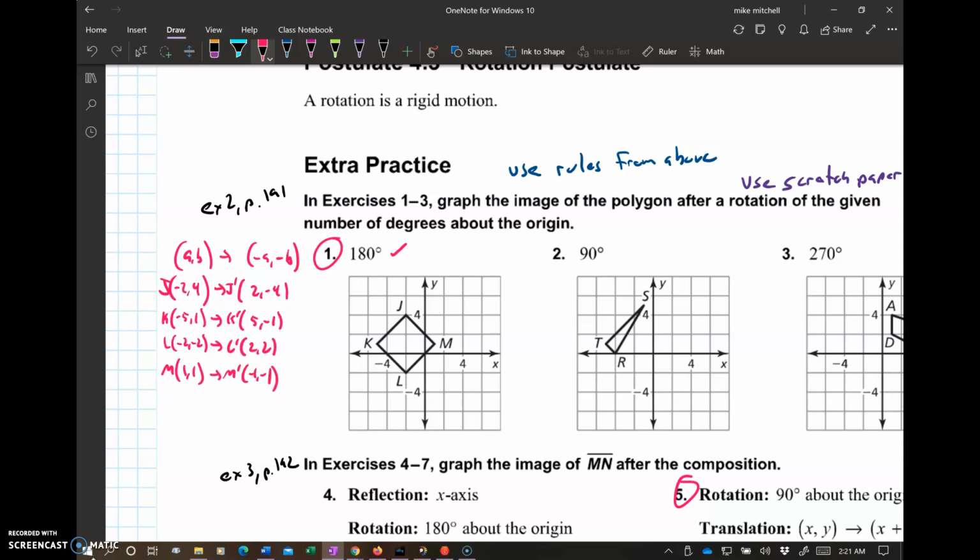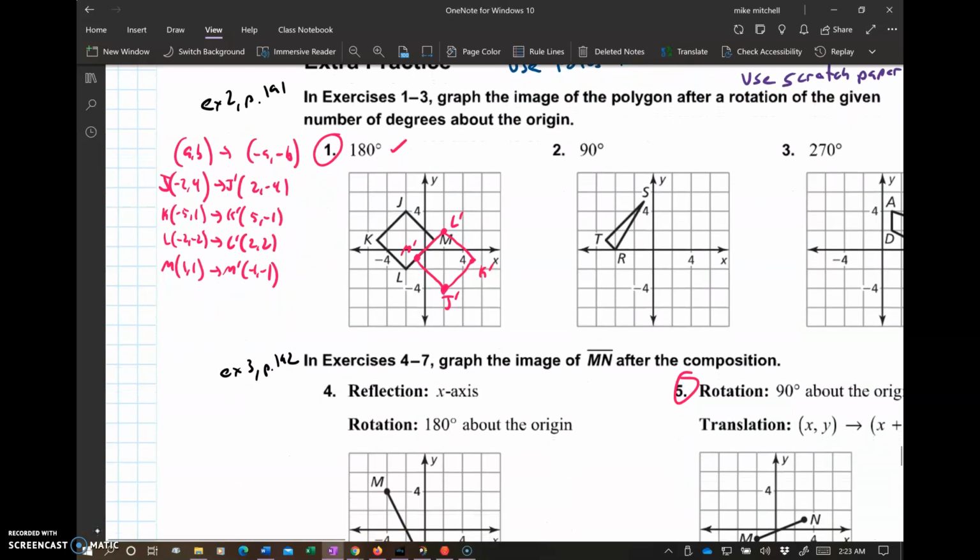I can go graph these points then here. J prime 2, negative 4. So that's right there. That's my J prime. 5, negative 1. That's going to be right there. That's going to be K prime. L prime is 2, 2. And negative 1, negative 1 for M prime. Okay, and we got that. I don't think I can rotate this whole page, but I'm pretty happy with that one. I can see it. I'd like to rotate the page. Not sure how to do that right now. Okay.